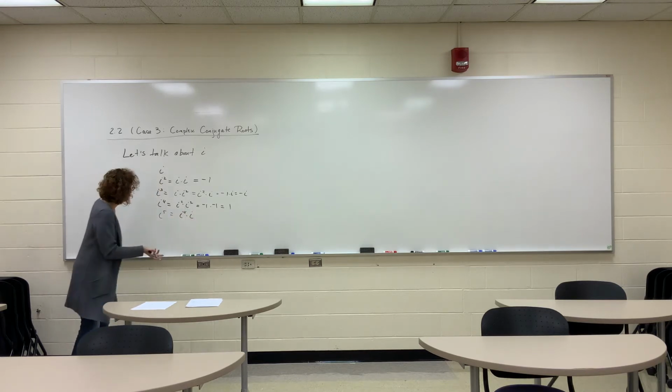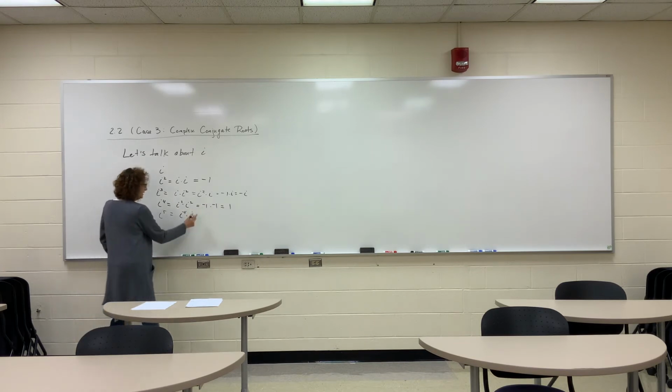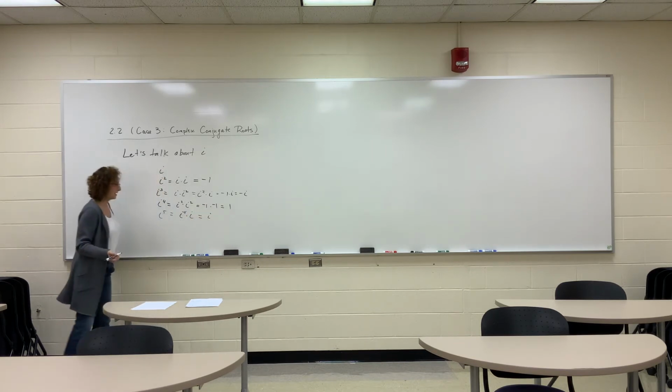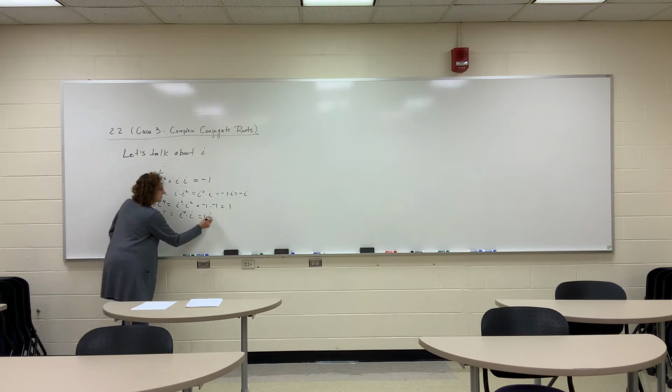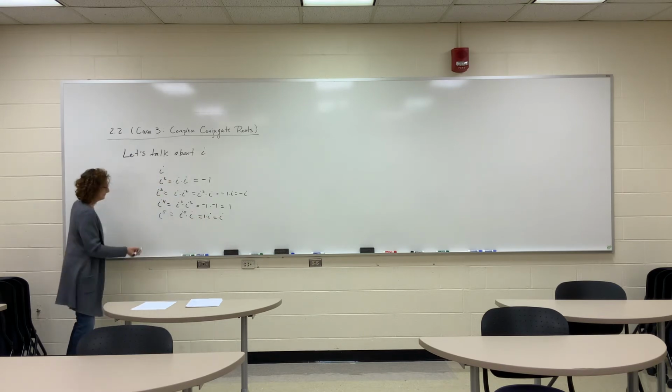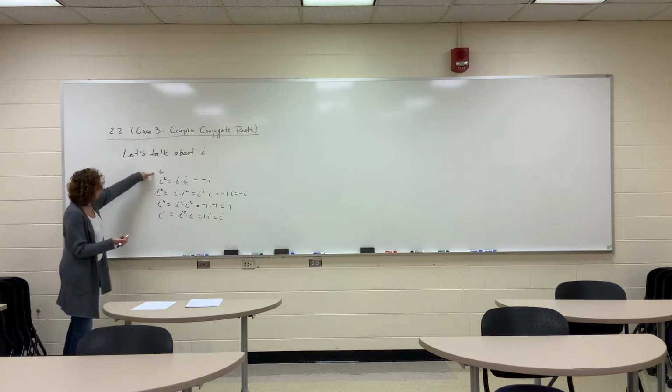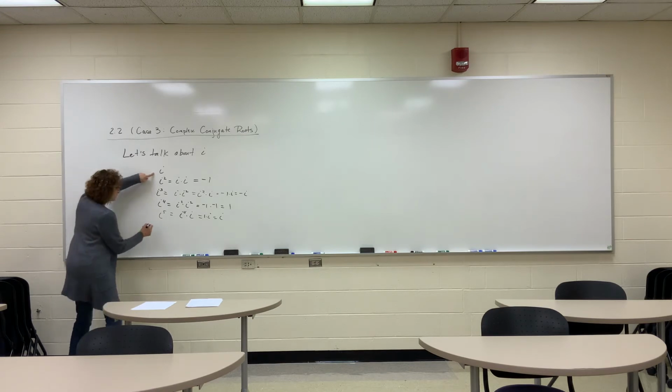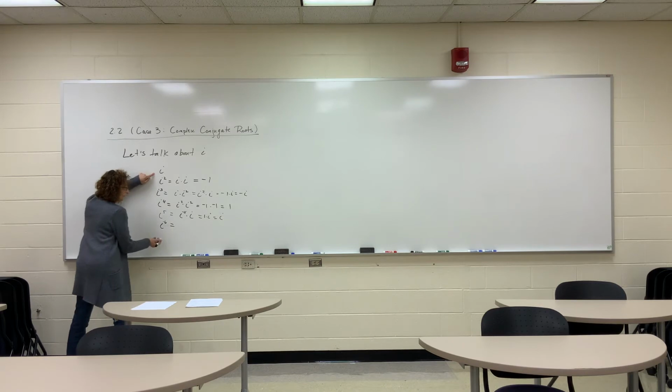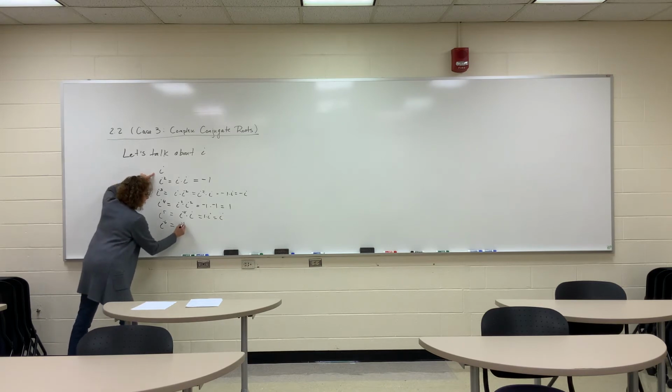Yeah? Okay. What was i to the fourth? 1. So what do we got? i, right? 1 times i, which is i. Yeah? Well wait, now we're back to where we were. So if I do i to the sixth, then what? Well, that's i to the fifth times i.